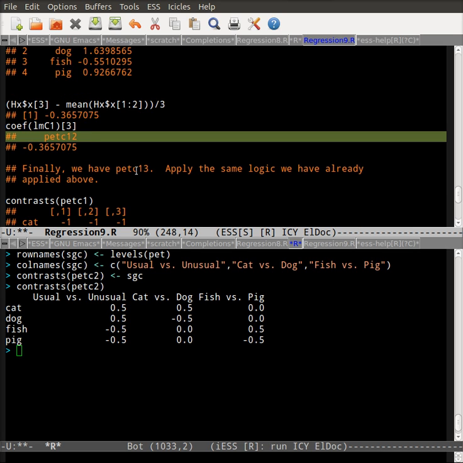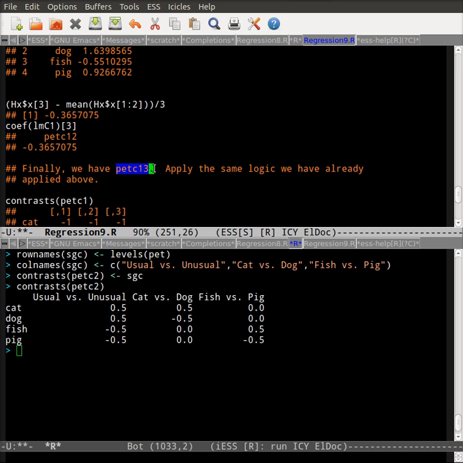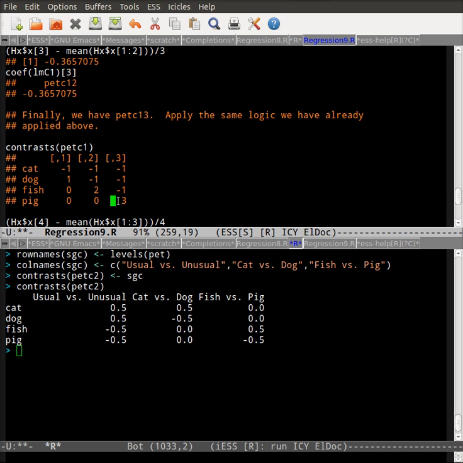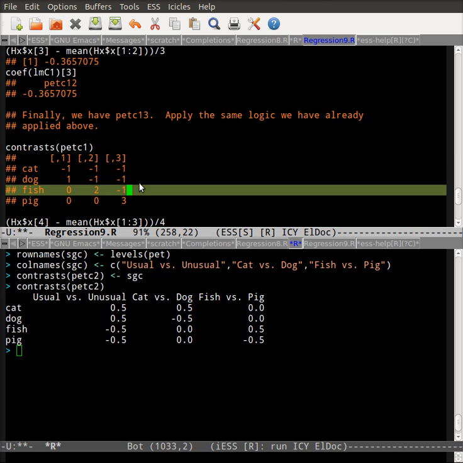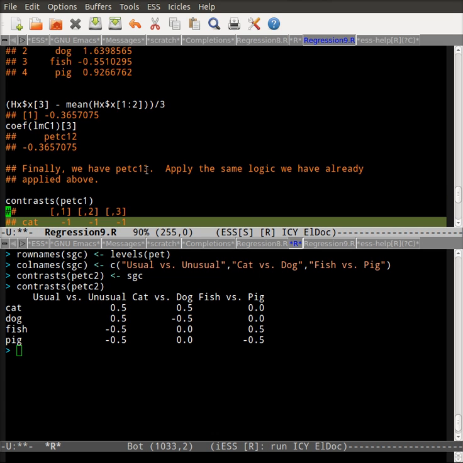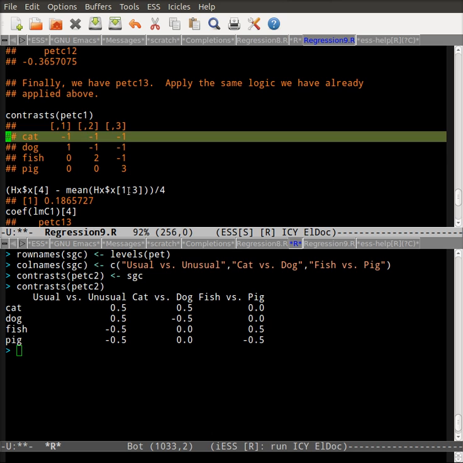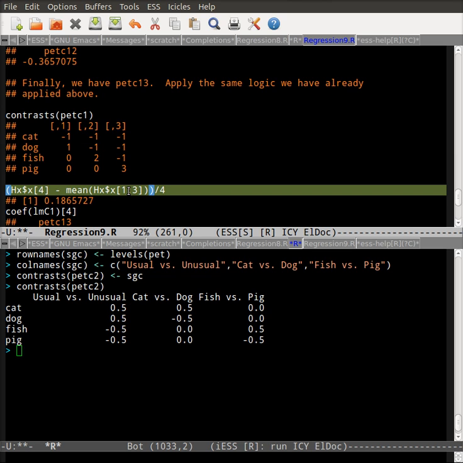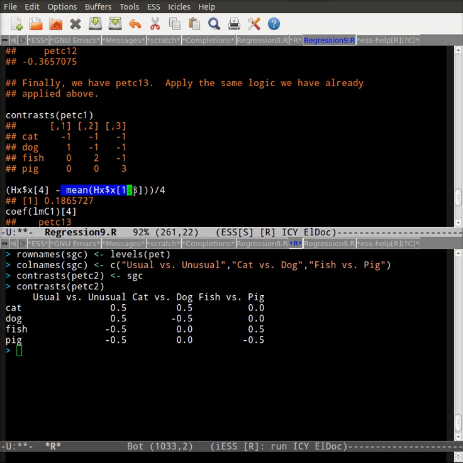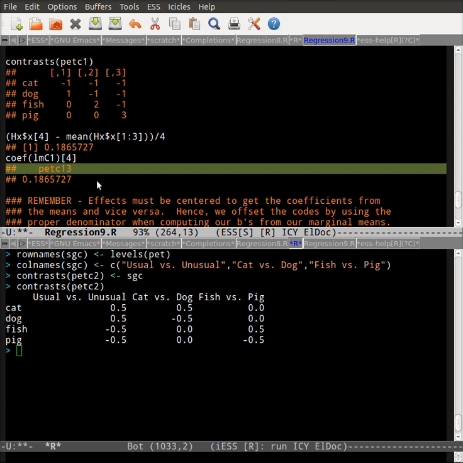And then finally, I have my pet C13. Applying the same logic, now this is pig versus the pooled others. Now think about this for a second before I show you. What would be the denominator? If I had 2 effects before and I divided by 3, then I had 3 and I divided by 3, well, logically, I now have 4 that I need to divide by 4. So it's this fourth mean, the mean of pig, minus the pooled mean, or the grand mean, of 1 through 3, and divide that whole thing by 4. And sure enough, that's my coefficient.